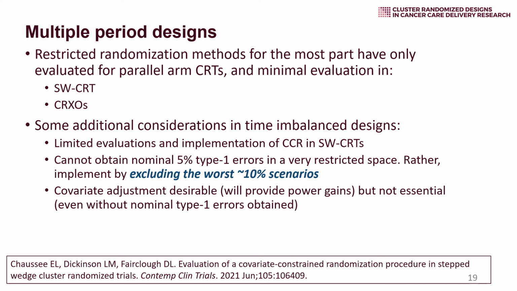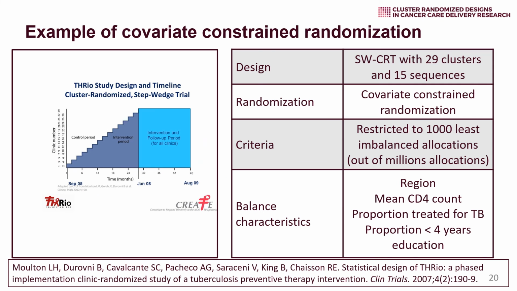Rather, you should implement these methods not by sampling from the best 10%, but by excluding the worst 10%, for example. And in addition, although we've said that covariate adjustment is essential after a restricted method of randomization, it turns out that in these multiple period or stepped wedge designs, it's desirable because it will provide you with power gains, but it doesn't seem to be essential to obtaining our nominal type 1 error rates. So that's a slightly nuanced point for multiple period designs, specifically stepped wedge.